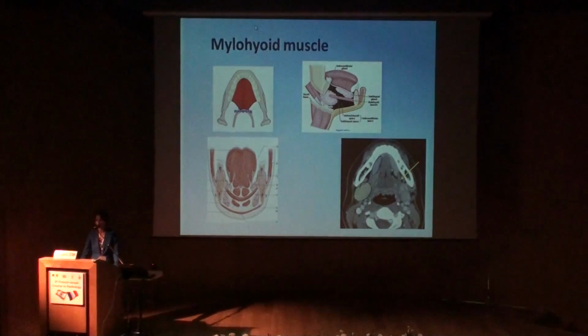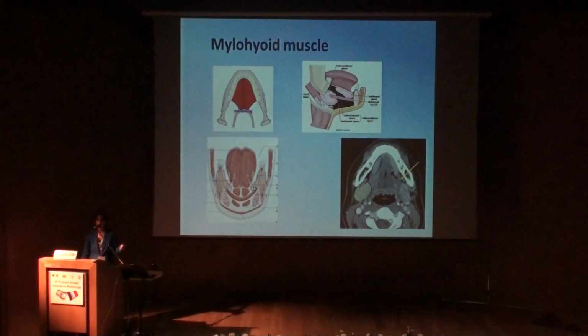So the mylohyoid is a muscle that is spread between the two mandibular rami and attaches to the hyoid and has a free posterior border. The sublingual gland lies above it, and the submandibular gland lies below it. And they both are interconnected because there is a free posterior border. So the mylohyoid attaches to the mandible. You can see it here.